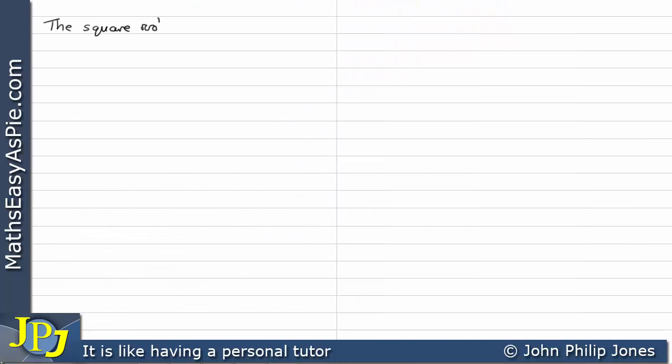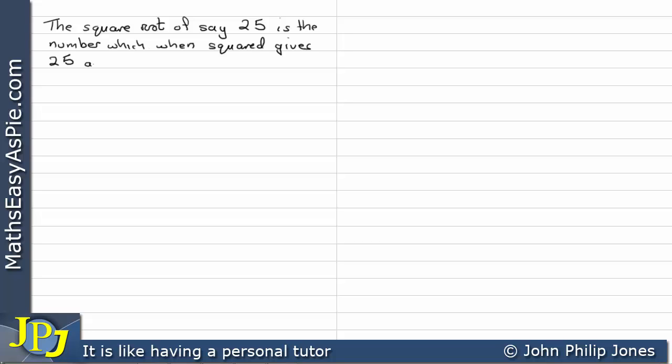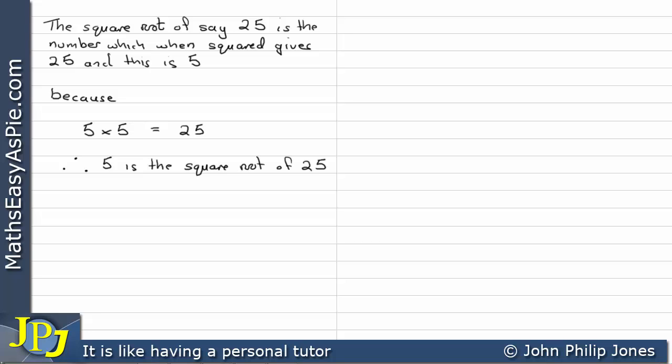The square root of, say, 25 is the number which, when squared, gives 25. And this is 5, because 5 squared is 5 times 5, which is 25. Therefore, 5 is the square root of 25. We can write the square root of 25 as you see here, and this symbol means the square root.